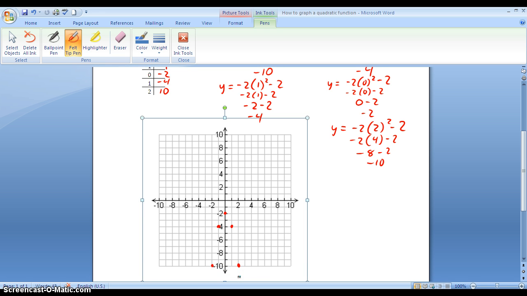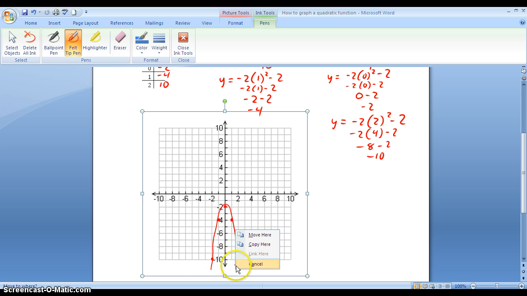So now I have a bunch of points here, and when you start to look at things, you can sort of see that it's a parabola shape. This is not a straight line. So when I go to connect these dots, I'm going to draw a line that looks basically like this. Oops, and then I draw a little arrow on the end here showing that it continues forever. And that is a parabola.